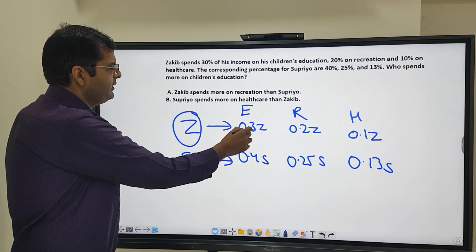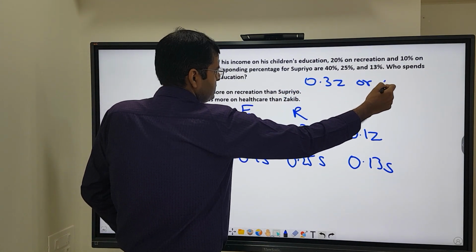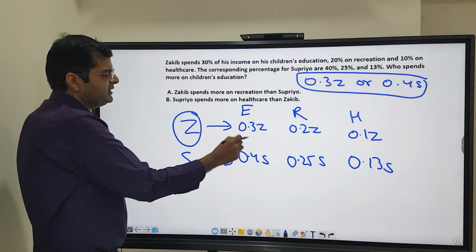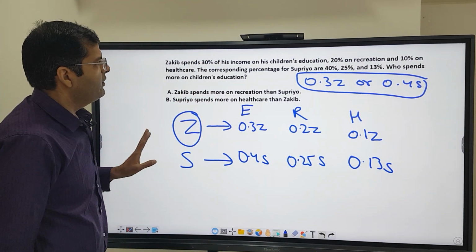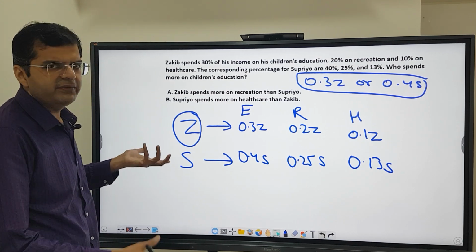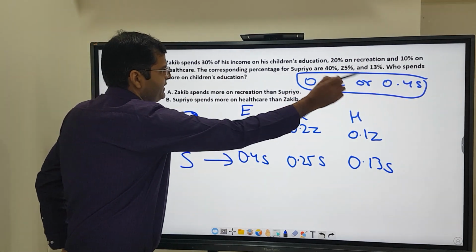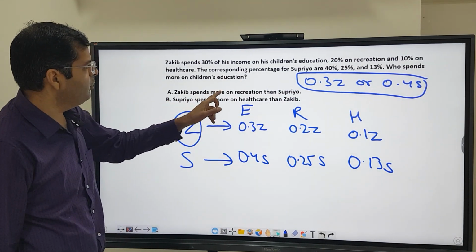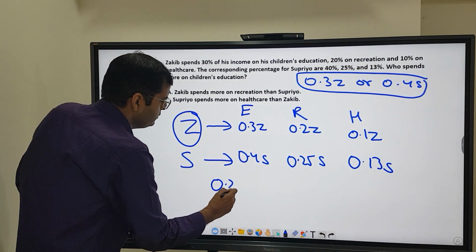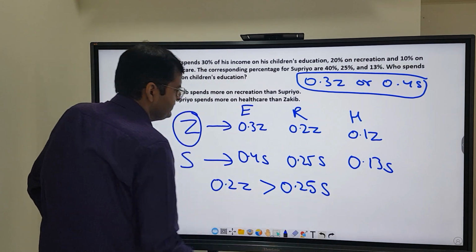Who spends more on children's education? So we have to find which is greater, 0.3Z or 0.4S, because this is the spend on education. It's a data sufficiency question, so we have to see which of these statements will give us the information to solve this question, that is, which of them is greater. Now statement A says Zakib spends more on recreation than Supriyo. So Zakib spends 0.2Z on recreation, and it is greater than 0.25S.